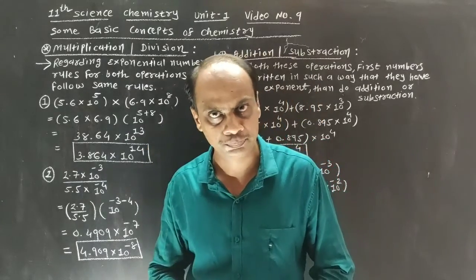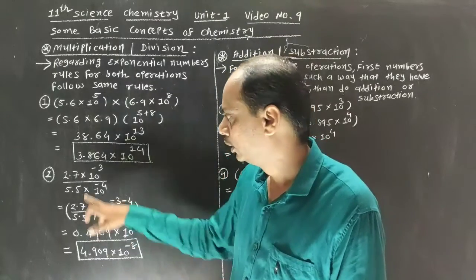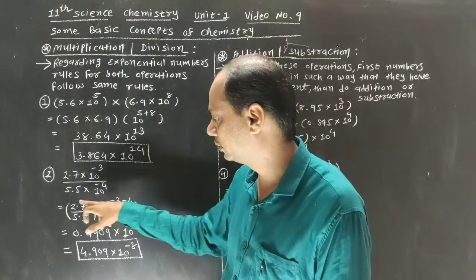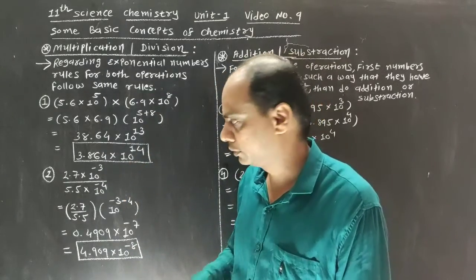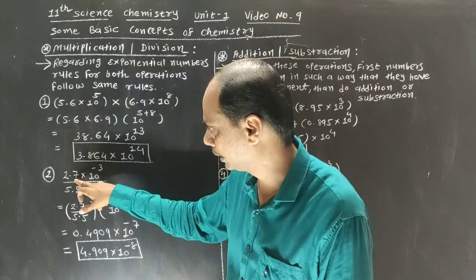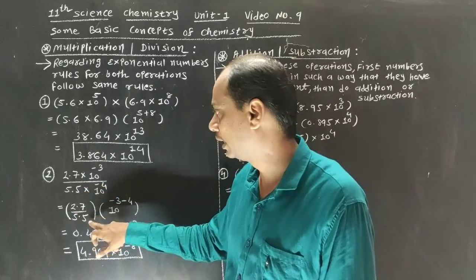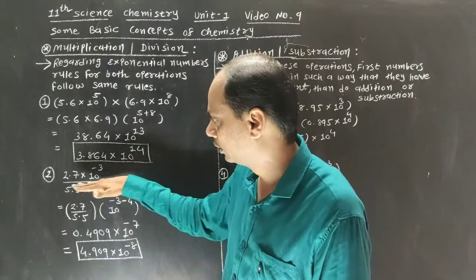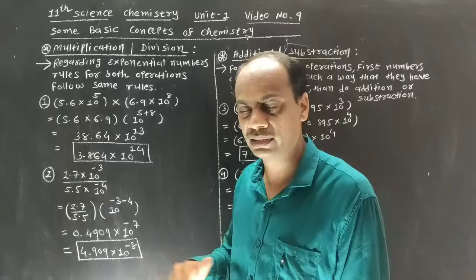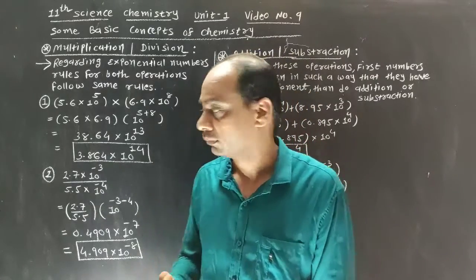and 10 raised to 13 is going to convert into 10 raised to 14. Here again, division is there. 2.7 into 10 raised to minus 3 is divided by 5.5 into 10 raised to minus 4. For that, we make a separate bracket for 2.7 divided by 5.5, while 10 raised to minus 3 and 10 raised to minus 4 are separate. Here the division is going to convert into subtraction.